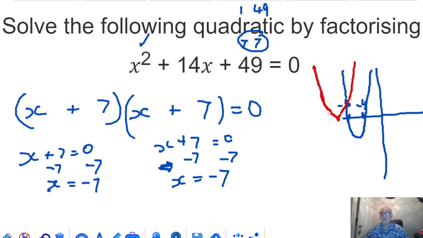Remember, these are always going to be U-shaped graphs. So it would just curve and touch the x-axis at negative 7, hence the one solution.